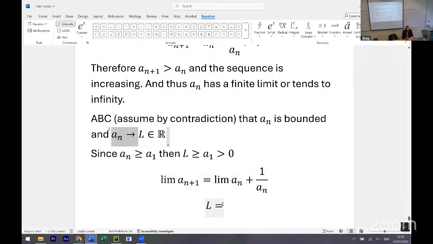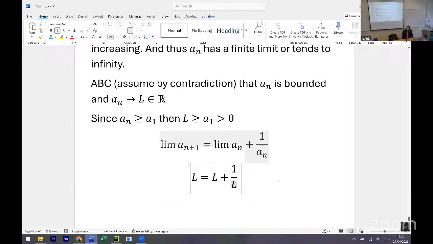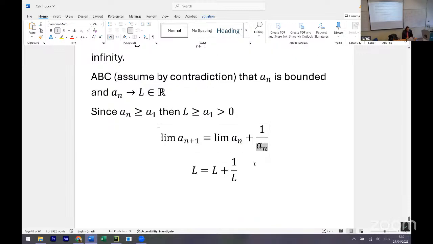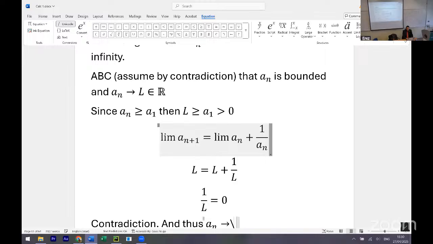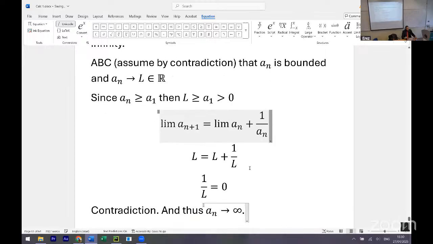No, L plus L. Not L, 1 over L. Right? If AN tends to L, then this tends to L, and this tends to L, and this tends to L. Agreed? Therefore, 1 over L equals 0. Contradiction. Okay, and thus AN tends to infinity. We assumed it has a finite limit, we got a contradiction, so it tends to infinity.